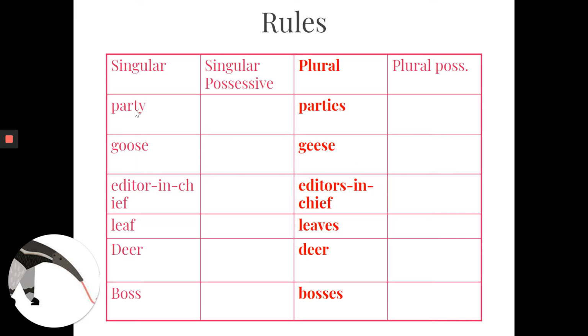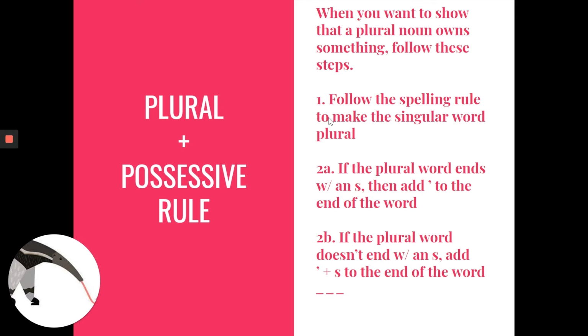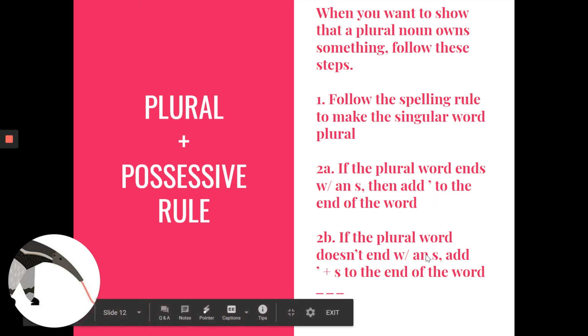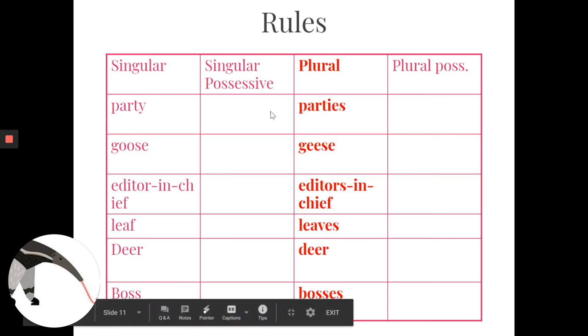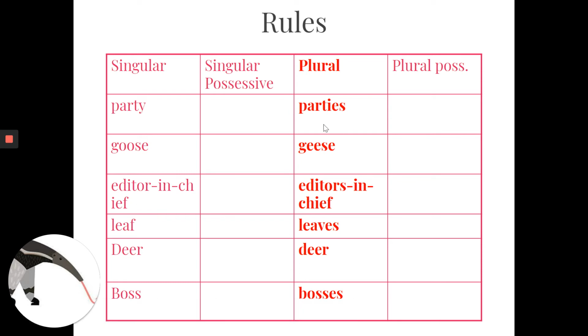We change the spelling of the singular noun to plural. Two, if the plural word ends with an S, then add an apostrophe to the end of the word. If the plural word doesn't end with an S, add apostrophe plus S to the end of the word. So I changed the word party to parties. And if it does not end in an S, I would put apostrophe S. But since it does end in an S, I would just put an apostrophe.